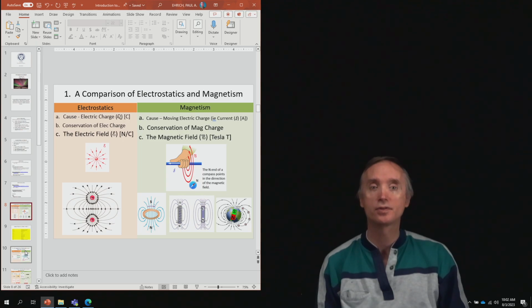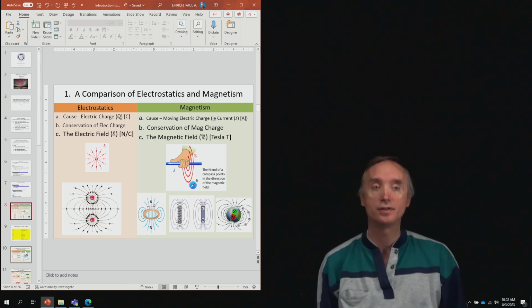Okay, so what is the cause of magnetism? It is going to be moving electric charges. So whenever an electric charge moves, it's going to create a magnetic field around it. What do you think conservation of magnetic charge would be? So conservation of electric charge meant that you can't create or destroy electrical charges. So conservation of magnetic charge would mean that you can't create or destroy magnetic charges.